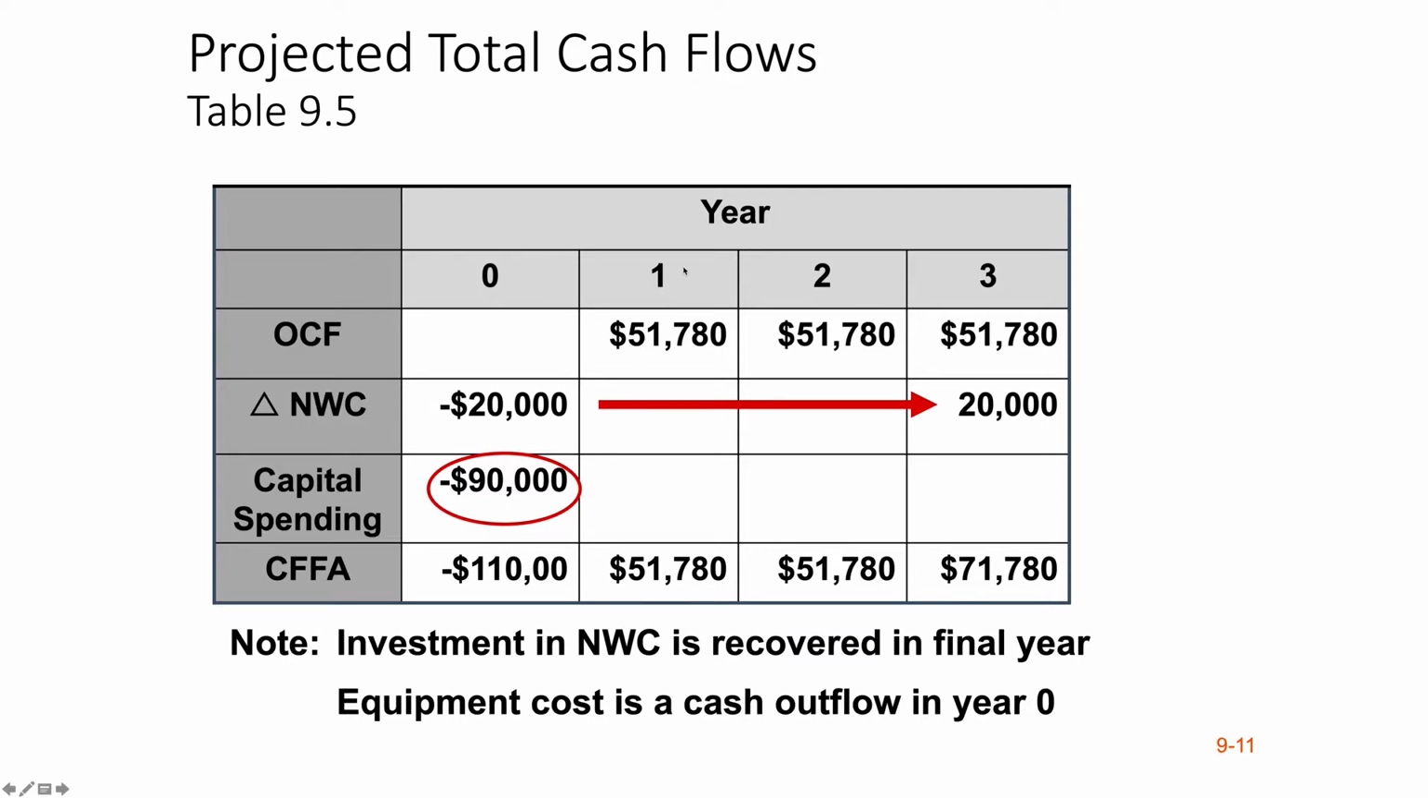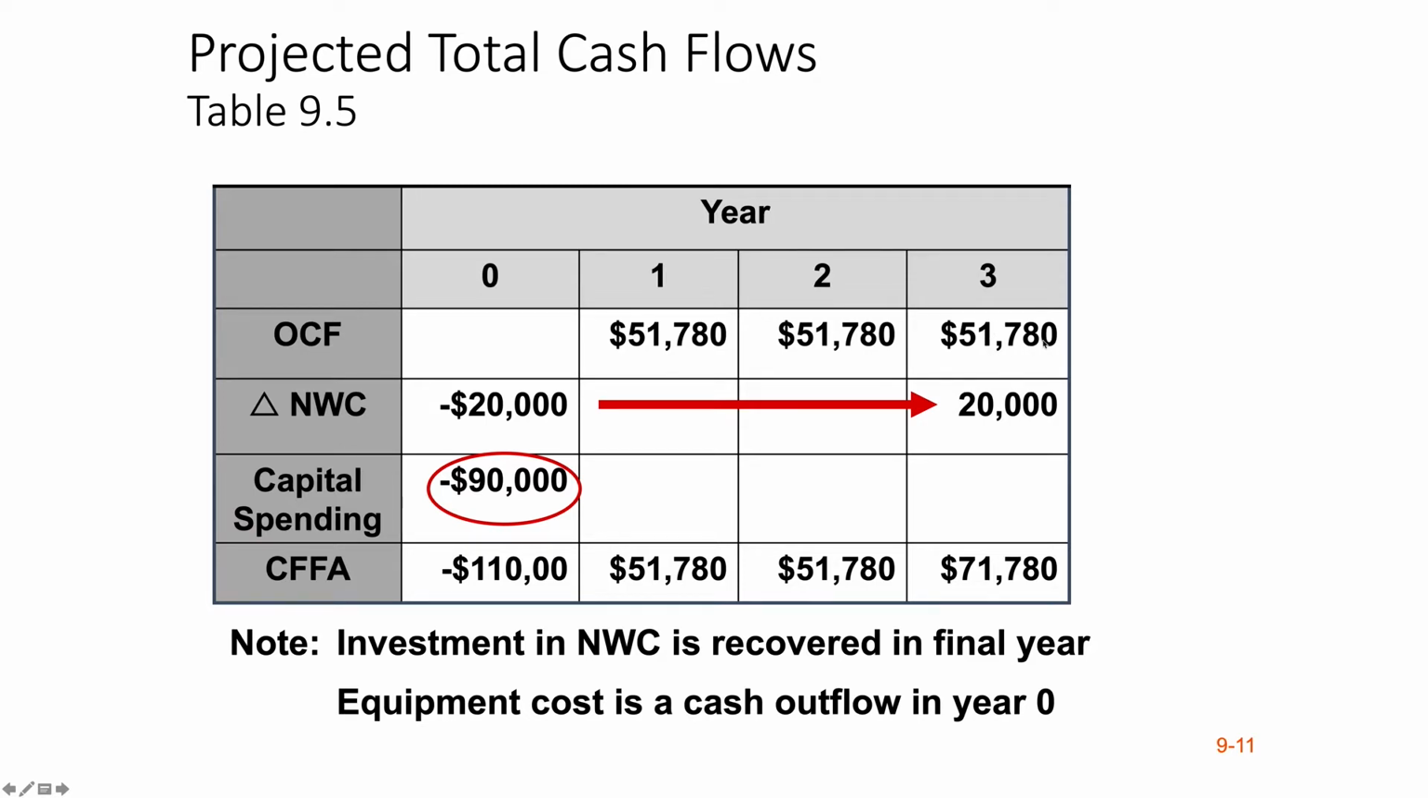Then let's look at cash inflow for year one. Strictly the OCF, operating cash flow, $51,780 for year one, year two. Now for year three, it's $51,780 for operating cash flow.